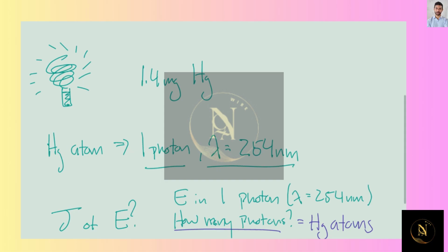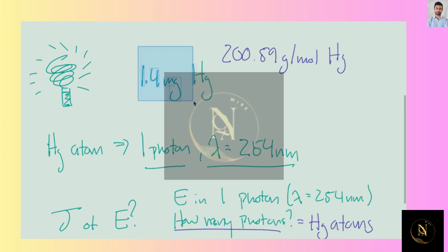So let's start by figuring out how many mercury atoms we have. We're told that there's 1.4 milligrams. Well, we need the molecular weight of mercury, right? And that is 200.59 grams per mole of mercury. And if we have milligrams and we want to figure out atoms, we may want to just figure out moles and then convert moles to atoms.